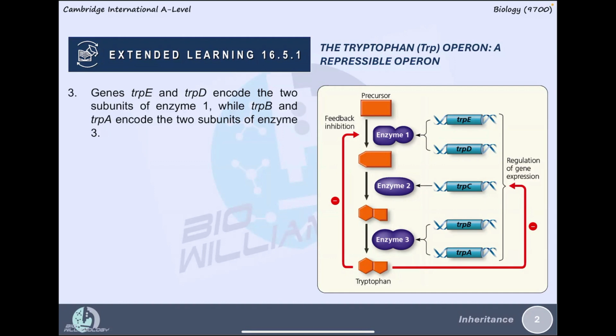Under normal conditions, when tryptophan concentration is low, this operon is always switched on. However, when tryptophan concentration is high, tryptophan acts as the co-repressor, which stops or inactivates the tryptophan operon. Therefore, the tryptophan operon is a repressible operon. So yes, enzymes 1, 2, and 3 complete the pathway to produce tryptophan.